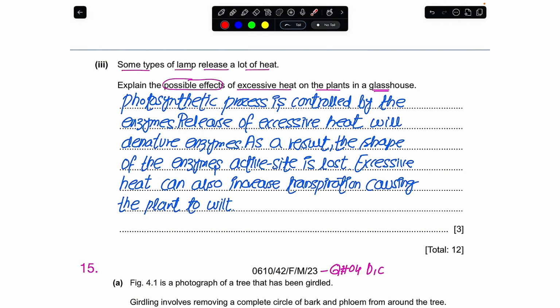At the same time, other than this enzymatic approach, the loss of water by transpiration is also dependent on the temperature. So when the lamps are emitting excessive heat, the plant's transpiration would increase and this can also cause the plant to wilt. So this is how you would score a total of 3 marks for this.